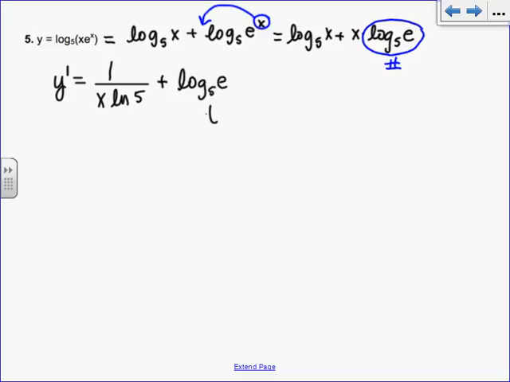Now, if you wanted to, you could do the change of base there. You could say, oh, that's natural log of e over natural log of 5. And what is natural log of e? 1. So you might see 1 over x natural log of 5 plus 1 over natural log of 5.